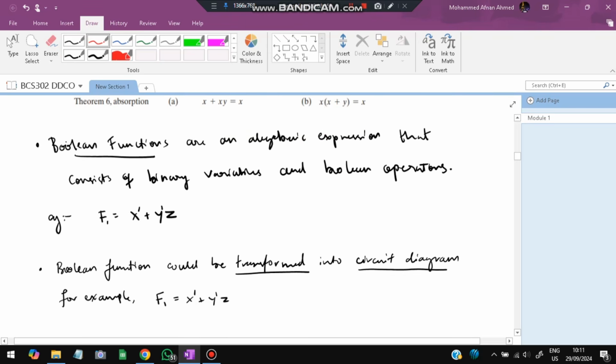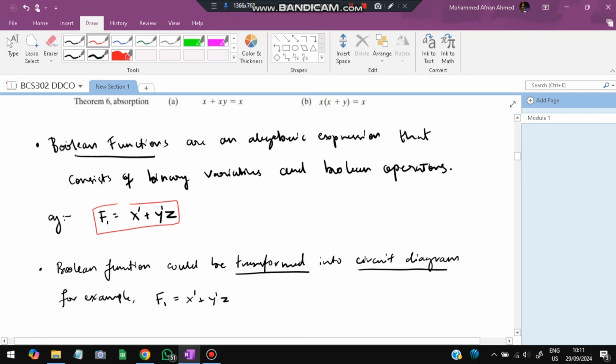Next we have the Boolean function. What you had just seen are the properties. Now by using those properties, we will be writing some equations, which are called Boolean functions. It is an algebraic expression that consists of binary variables and Boolean operators, the combination of two things: the binary variables and the operators associated with them. If you write it in a form like f is equal to, then it will be a function.